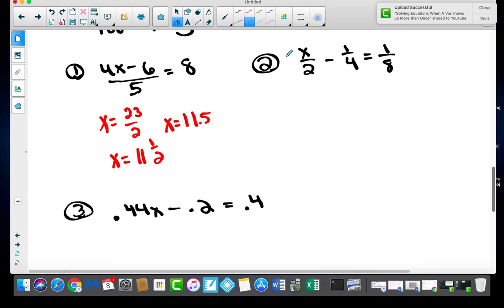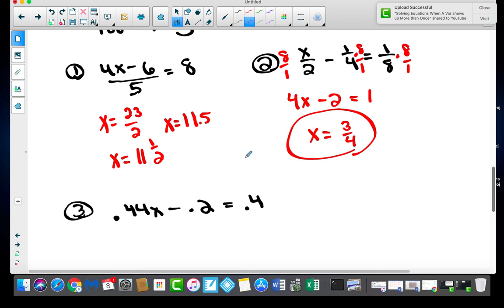On this one, I don't know if I can do it in my head as well, but I know I need the least common multiple of 2, 4, and 8. My least common multiple is 8, so I'm going to multiply by 8 over 1, by 8 over 1, by 8 over 1, and I will get 4x minus 2, and that's going to equal 1, and if I solve that all the way, I'll get x equals 3/4. Okay, of course, if you have 75/100, that would be correct.